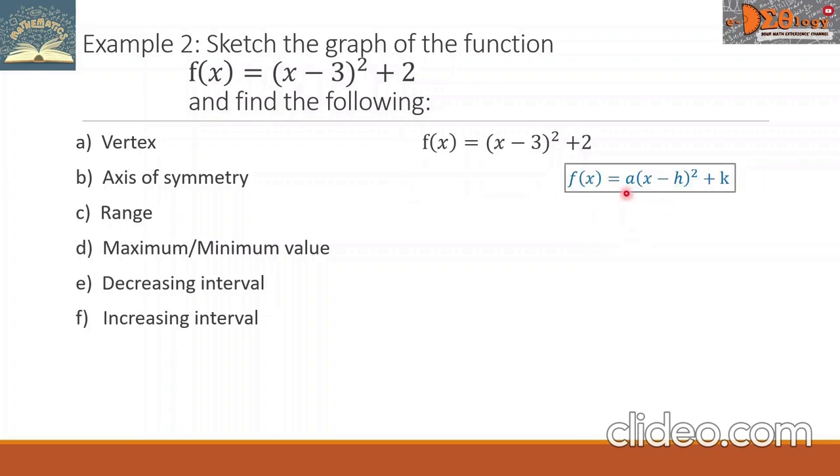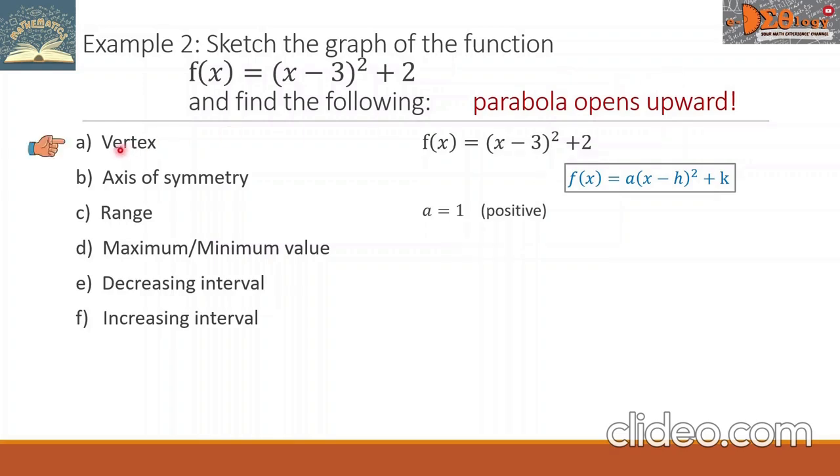First, let us collect the a value. We can see here that there is no number in front of this square root of x minus 3. That means a here equals 1. And 1 is positive. Since a is positive, we say that the parabola opens upward. Now let us solve for the vertex. Using our formula here, the vertex is the point (h, k). Correspondingly, the h and k are this 3 and this 2. So the vertex is (3, 2).